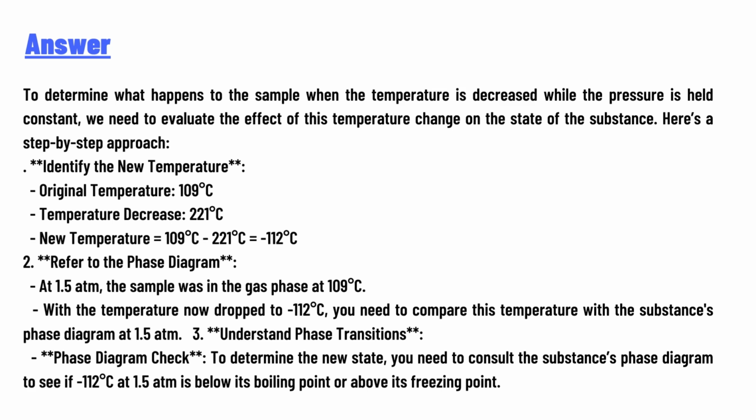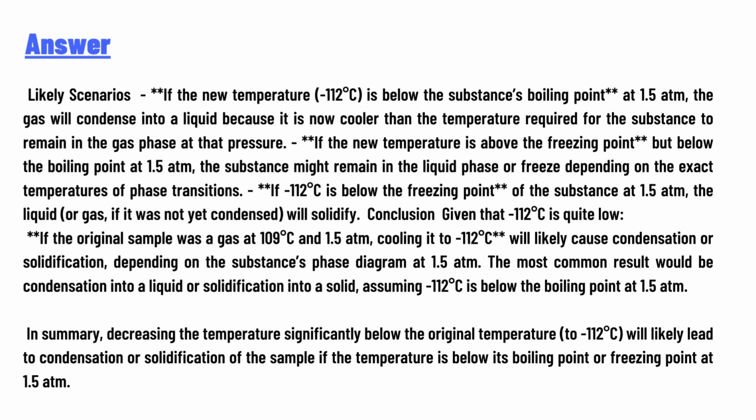To determine the new state, you need to consult the substance's phase diagram to see if minus 112 degrees Celsius at 1.5 atm is below its boiling point or above its freezing point. Likely scenarios: if the new temperature, minus 112 degrees Celsius, is below the substance's boiling point at 1.5 atm, the gas will condense into a liquid because it is now cooler than the temperature required for the substance to remain in the gas phase at the pressure.